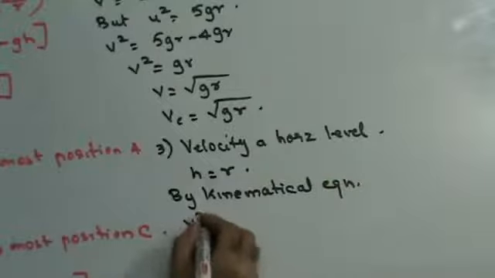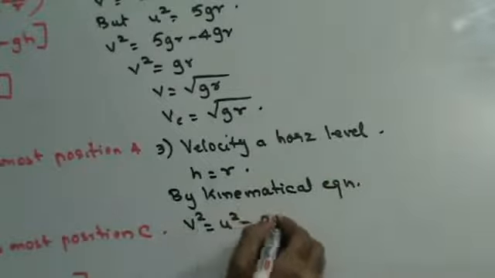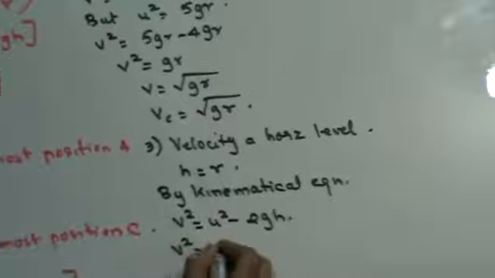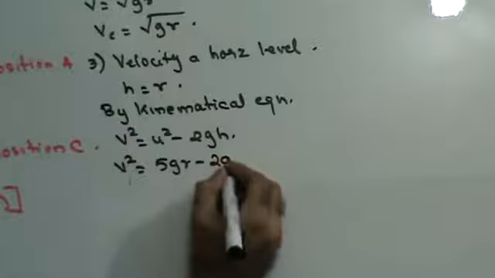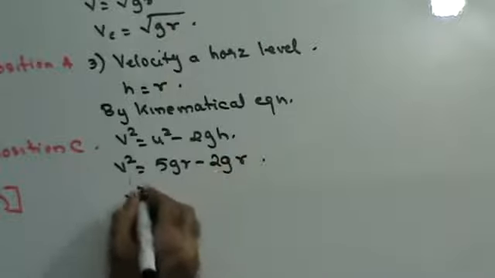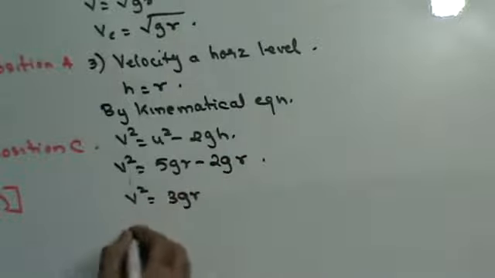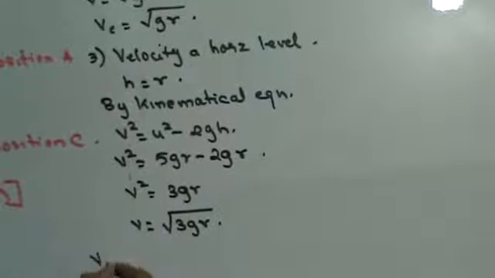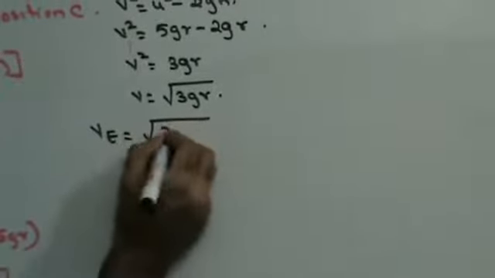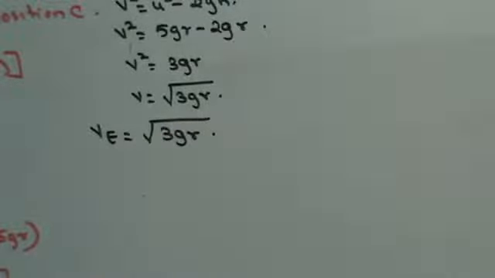I can say V square is equal to U square minus 2GH. U square can be written as 5GR minus 2G, H can be written as R. So V square is equal to 3GR. Therefore, V is root of 3GR. So at horizontal level, the velocity of the body is root of 3GR. So therefore, I can say that the velocity at point E is square root of 3GR. Now that we have found out velocity, then we can find out the acceleration also.